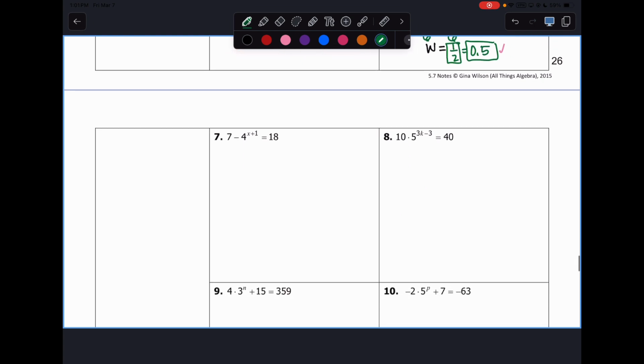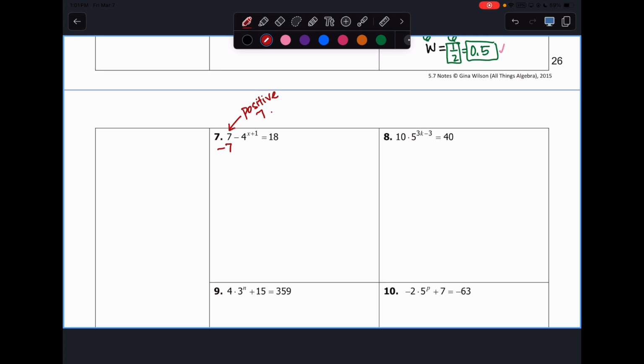Ready? Number 7. I'm hoping this is the last one. Okay. Which one's the power with the unknown? 4 to the x plus 1, right? So I need to get rid of 7 and the negative. How do we do it? Do I divide by 7? Is that 7 times negative 4? You subtract 7 because this is a positive 7.